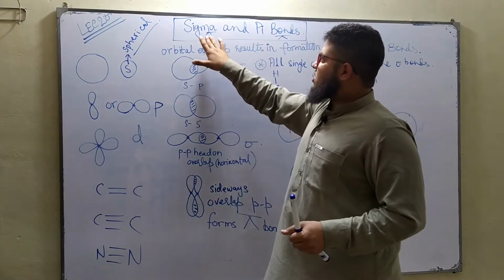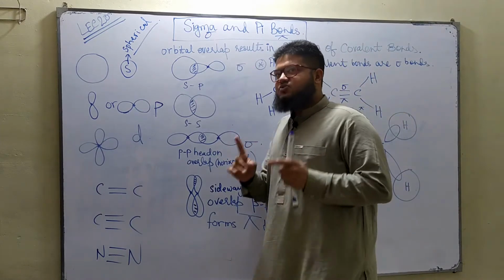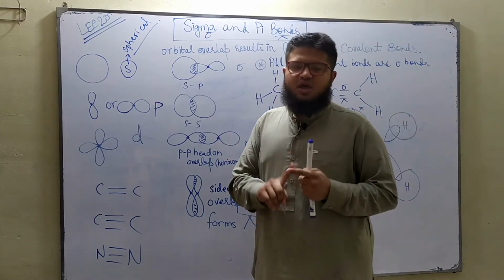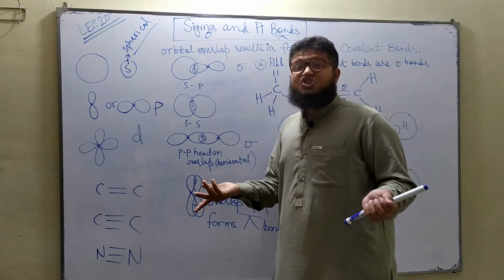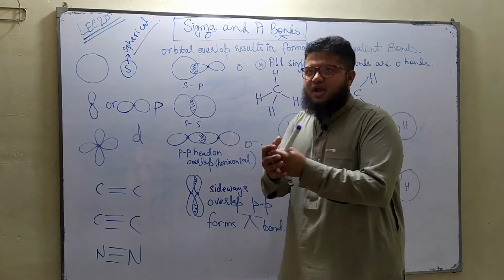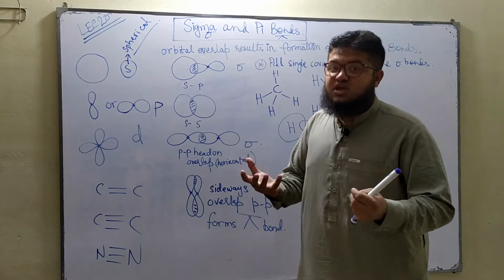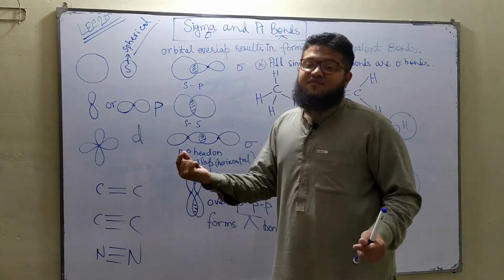Now coming to the sigma and the pi bonds, and how they are actually made. Remember guys, a covalent bond is formed by the sharing of electrons. In O levels you used to study that electrons are just shared, right? How is this sharing actually done? This sharing is done by overlapping the orbitals which are there in different atoms.